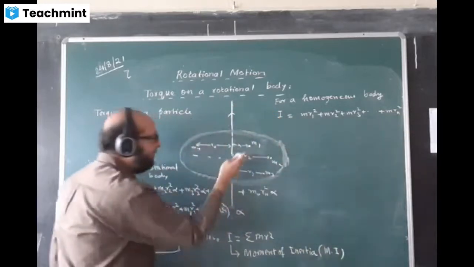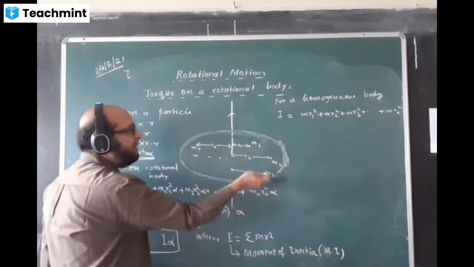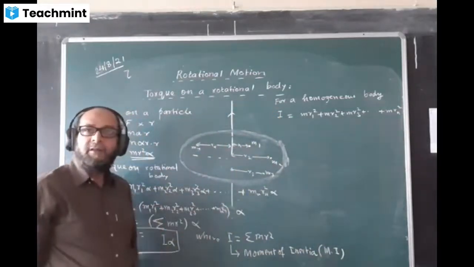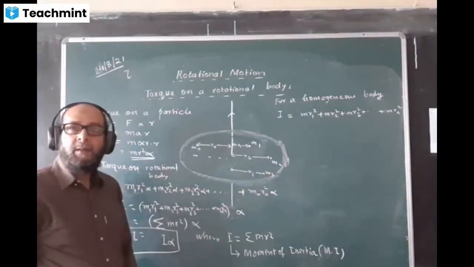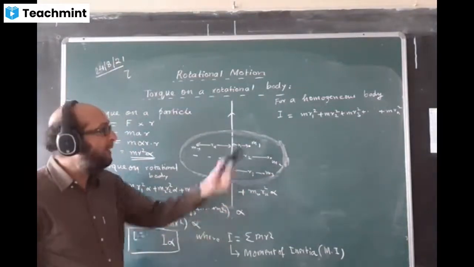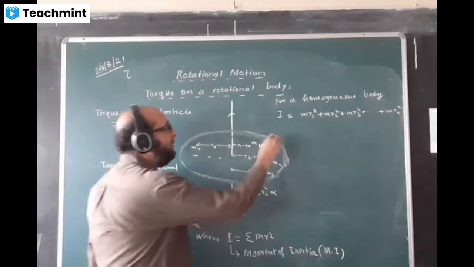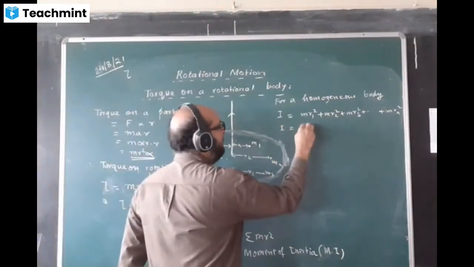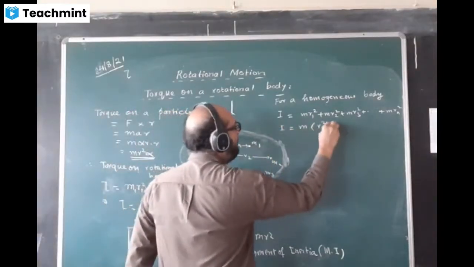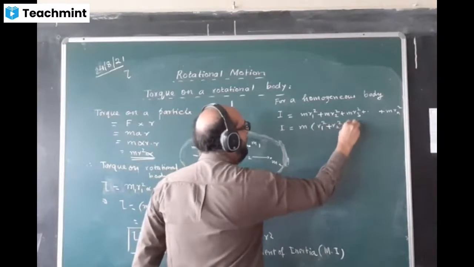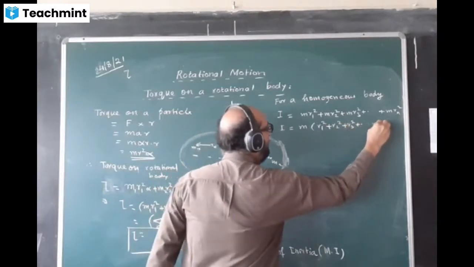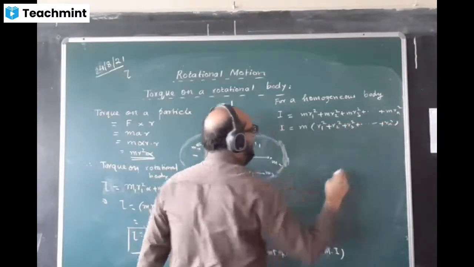Of course, the distances will be different. This particle will be here, this particle will be here, this particle will be here. The distances will be different, but the mass values will be the same. So I'll take m common between them. M is common, and you get r1 square, r2 square, r3 square, and so on, plus rn square.